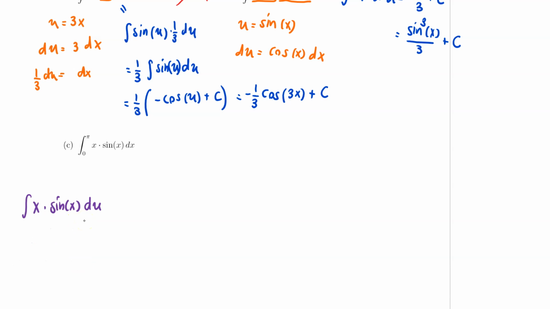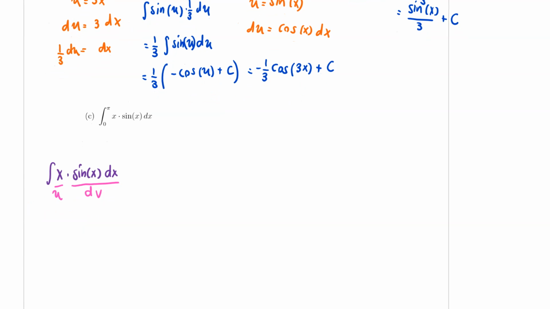So I'm gonna let my u be x here, and I'm gonna let my dv be sine x dx here, and hopefully I should be able to find u and v and do the integration by parts. So my u is going to be just x, and my dv is going to be sine of x dx. So then, if my u equals x, my du is just going to be dx. The derivative of x is just going to be dx.